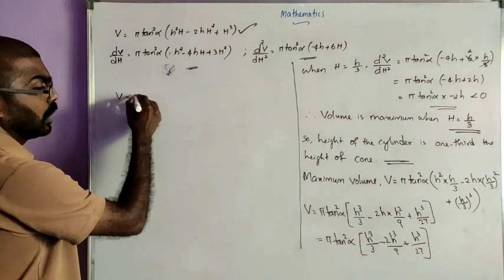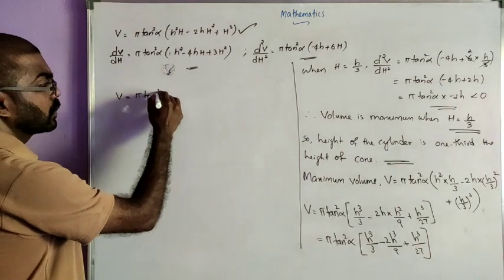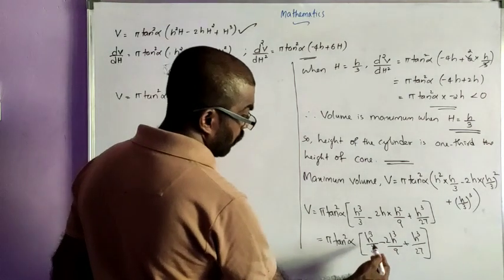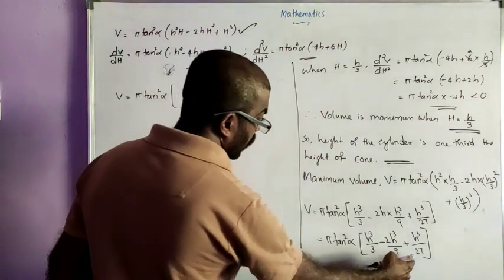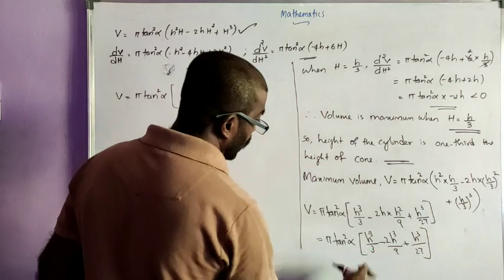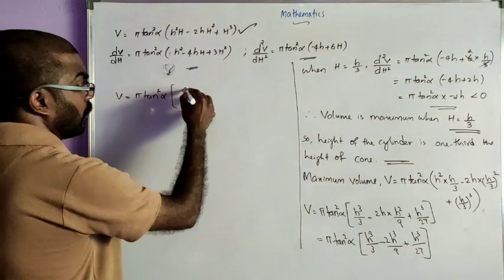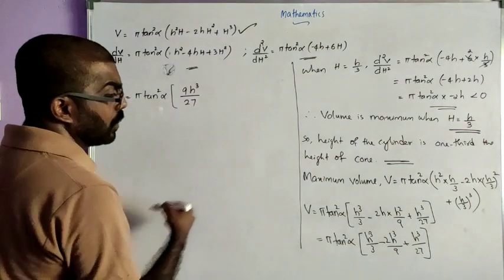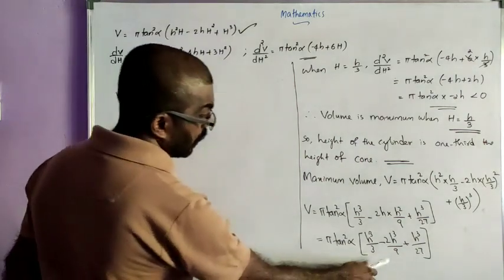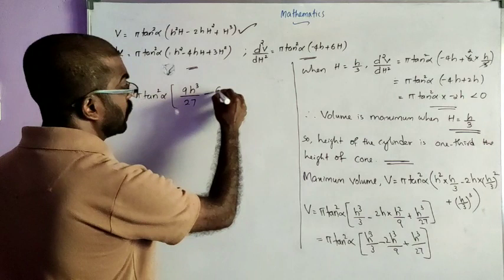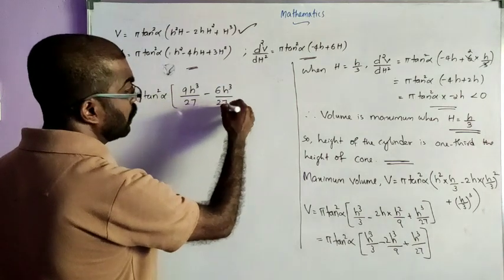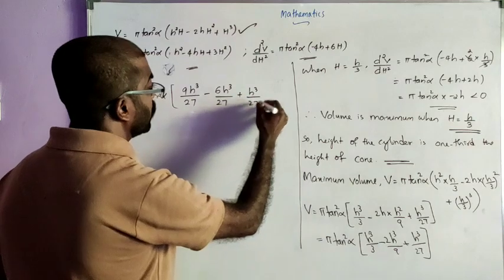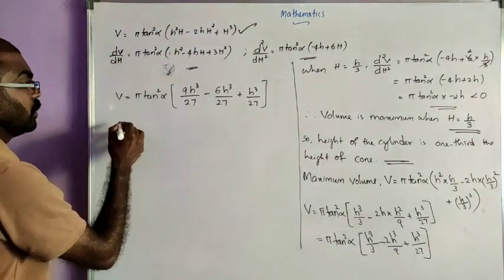That is V is equal to π tan²α into, in order to simplify this one, we can make the denominator same. Here 27 is the LCM, 9 3s are 27. So you can multiply both numerator and denominator by 9: 9h³ by 27. Here we can multiply by 3, 3 2s are 6: 6h³ by 27. Then plus h³ by 27. Now we can easily simplify this one.